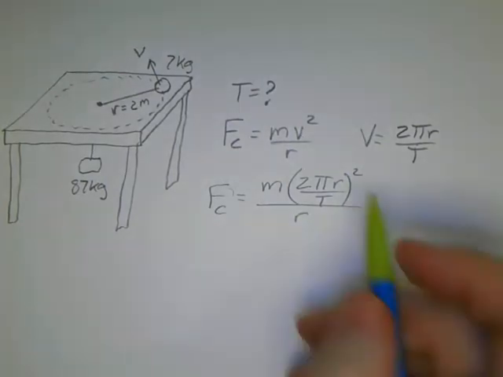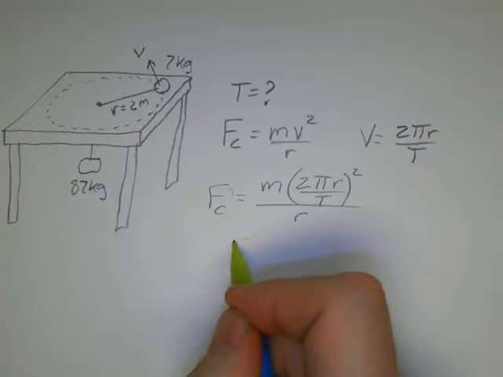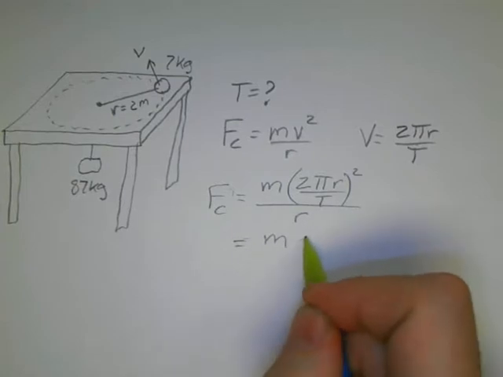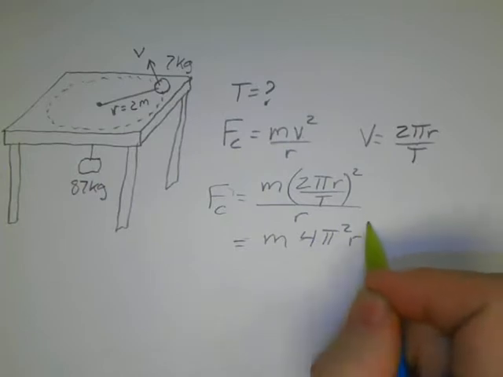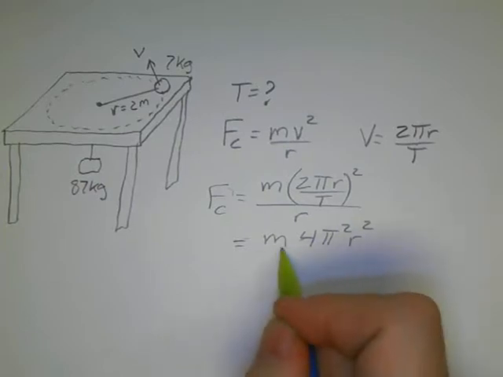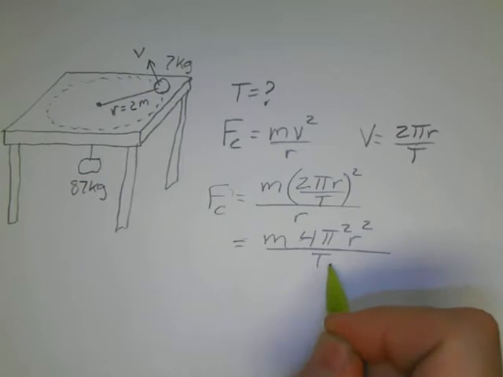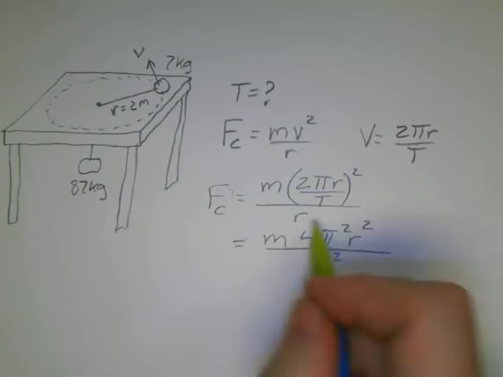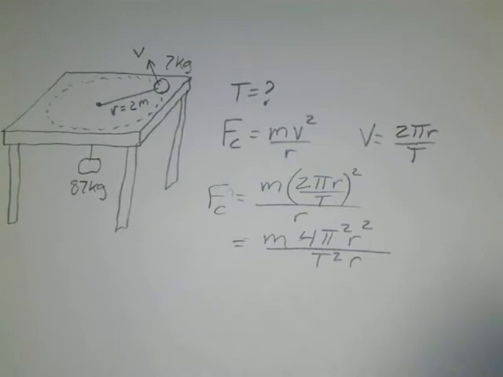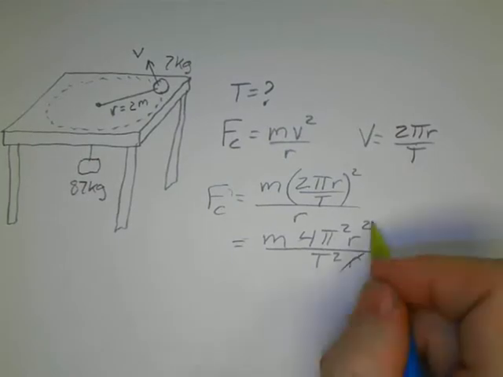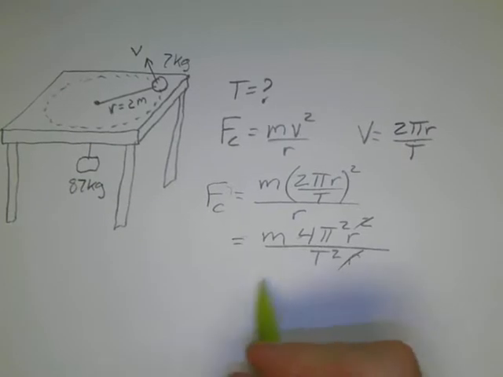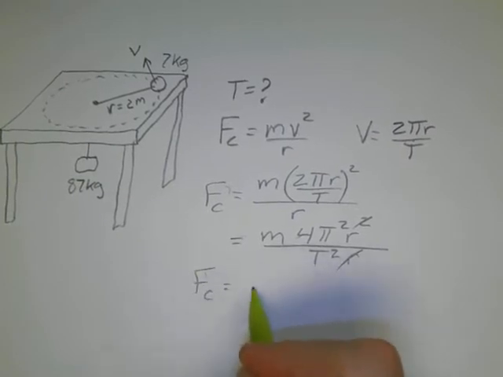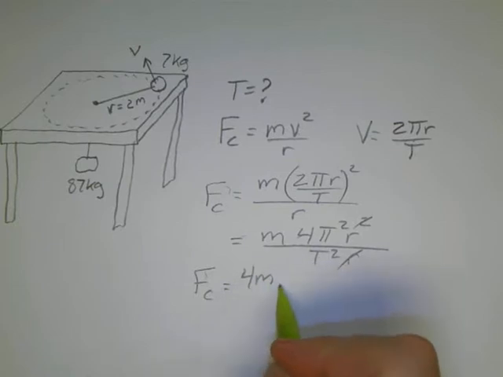Then square it out: m times 4 pi squared r squared over period squared. And I still have an r, so that r can cancel out with one of those. So I get centripetal force is equal to 4 m pi squared r over the period squared.